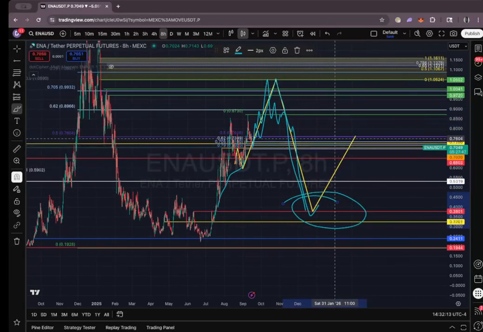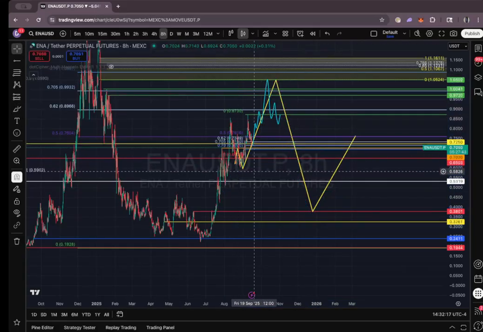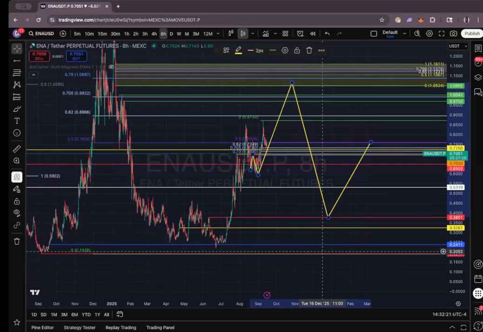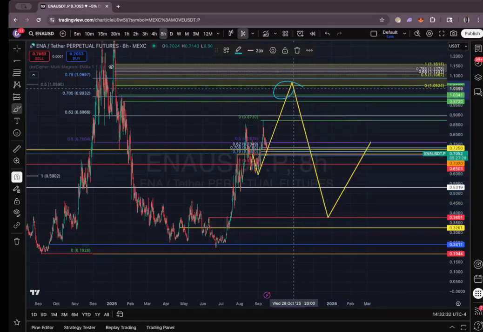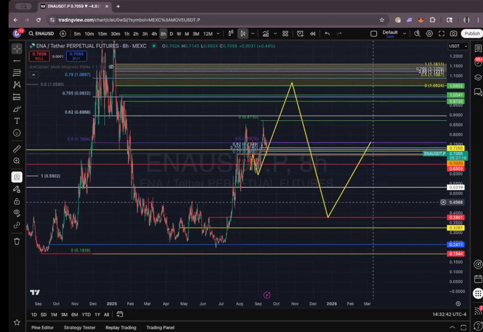So ENA, I would say still yellow. I'm going to just clean this chart up a little bit. Yellow is still going to be my bias here, somewhere like this. So probably by mid to late October, we'll see $1 on ENA, and that will be the high to short. That'll be the high to short because we'll then have a retest back down to 38 cents next year. Easy peasy lemon squeezy, guys.